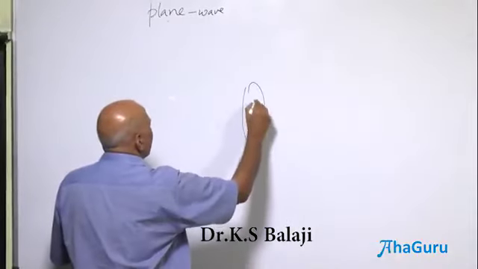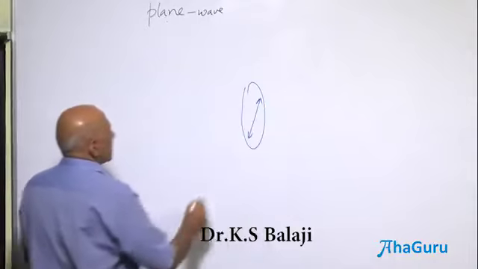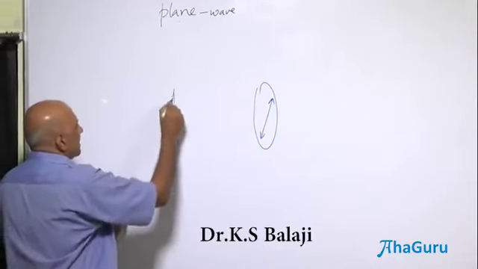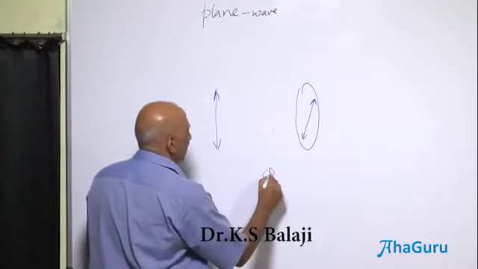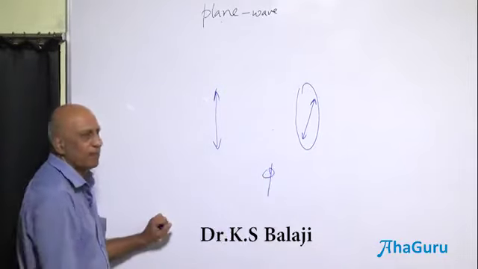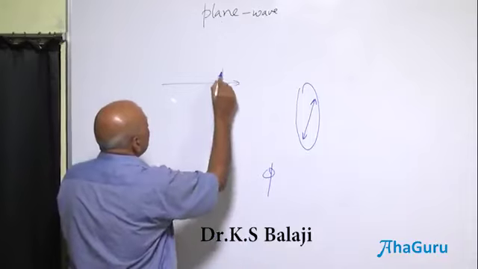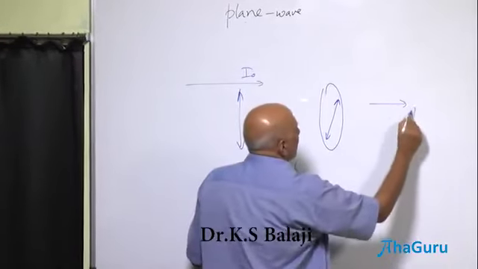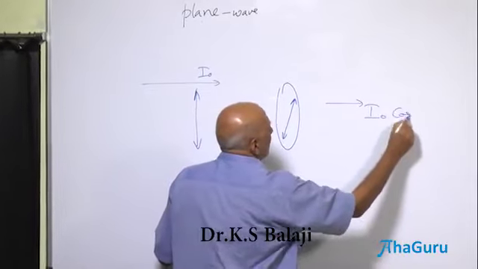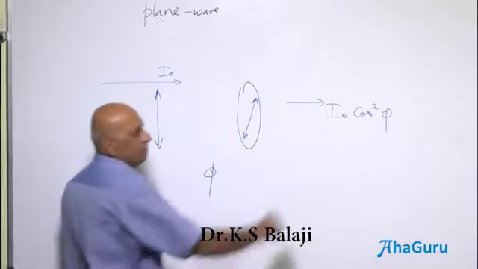This is the polarizer. It has an axis. Incoming light has a direction of polarization. The angle between the two is phi. If the incoming intensity is I0, what comes out is I0 cos squared phi.